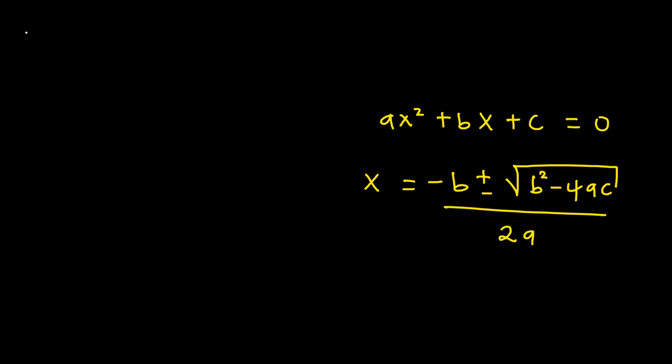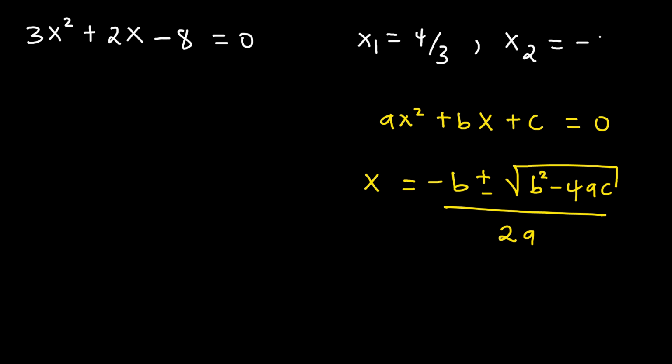Now let's look at another example. One of the questions we solved was 3x^2 + 2x - 8 = 0. And we found x1 to be equal to 4 divided by 3 and x2 to be equal to negative 2. Now let's use the quadratic formula and see if we get the same answer. For this example, a will be equal to positive 3, b will be equal to positive 2, and c will be equal to negative 8.